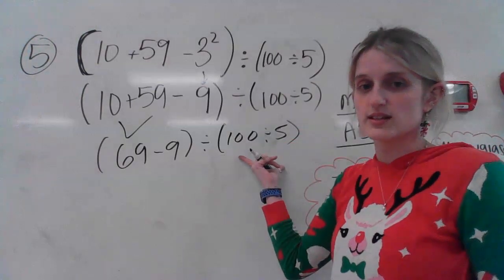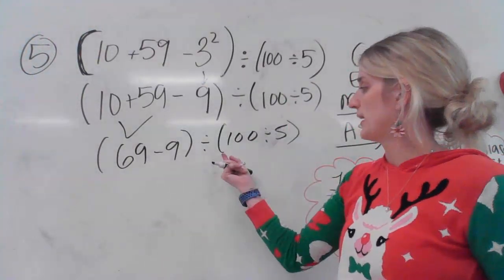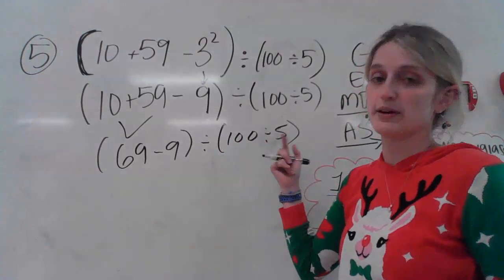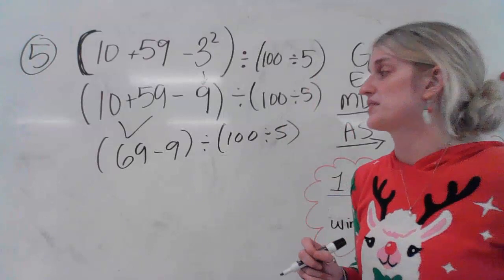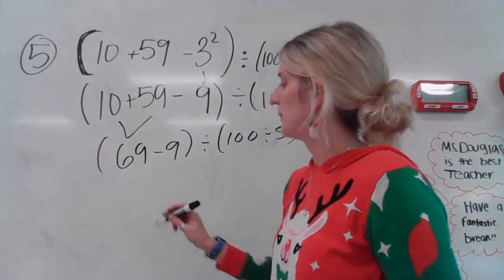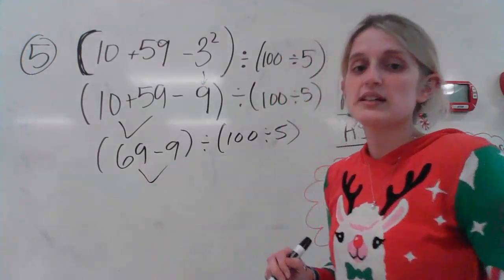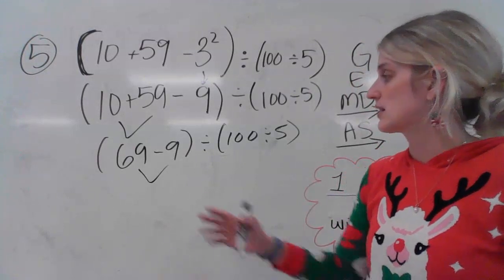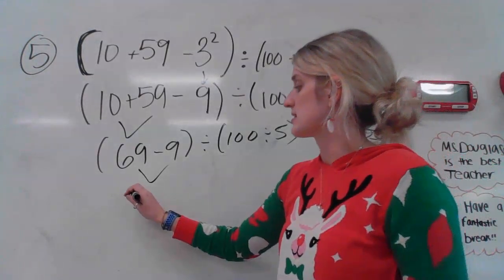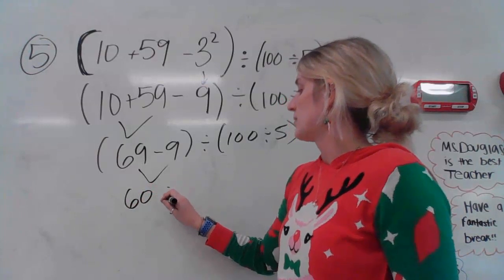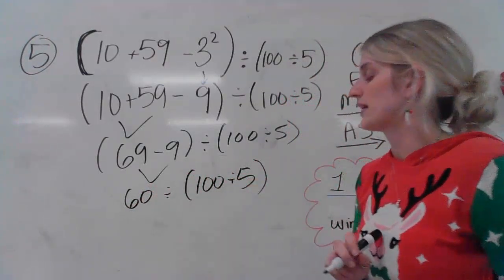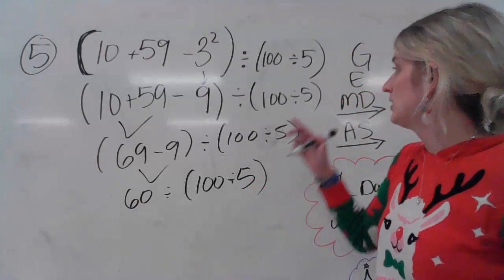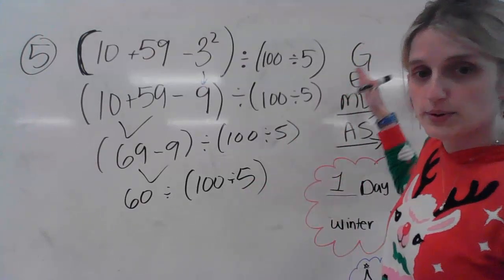When you're reading this, when you read parentheses, you can say "by the quantity of 100 divided by 5." And that cues you, if you're just hearing it, that there should be parentheses. I won't make you do that, but it doesn't hurt to know. Still working on my first parentheses. The last step is 69 minus 9. This is 60, divided by the quantity of 100 divided by 5. Okay. Grouping symbols done, but wait, there's more.